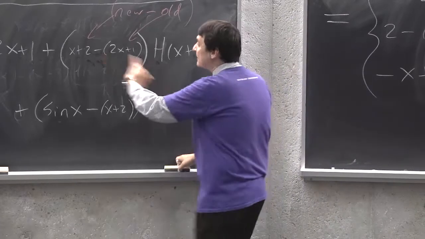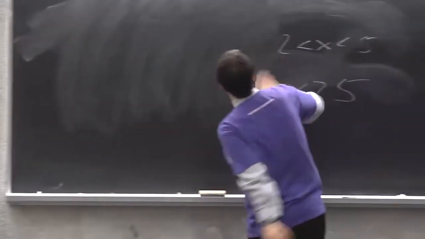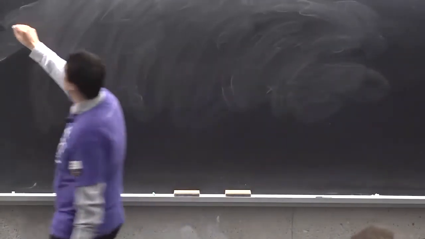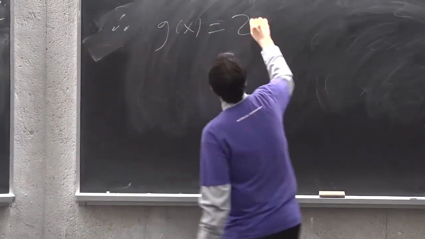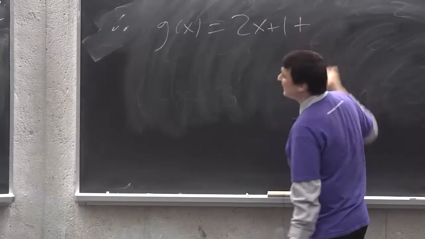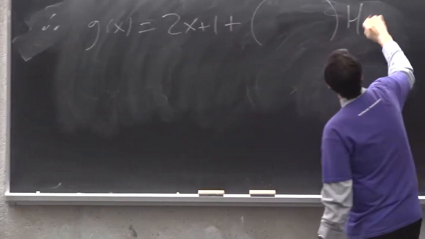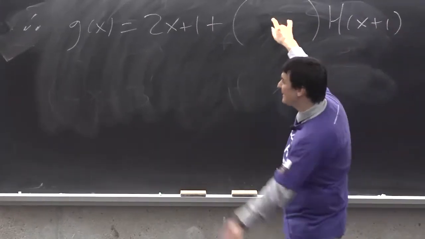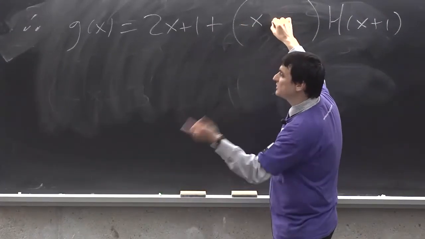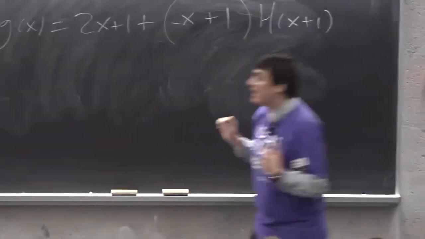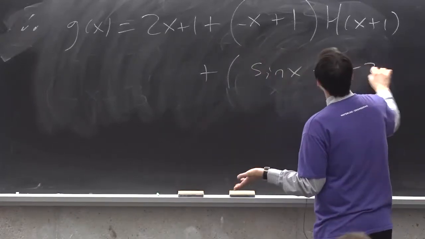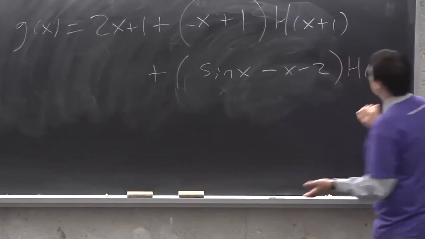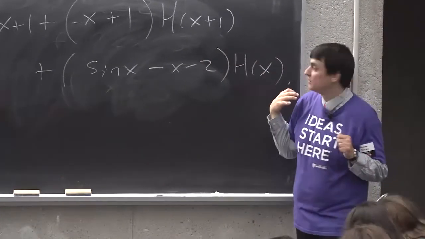We could simplify a little bit over here, so let's do that, just to nicely have a final answer that makes sense and is simplified. So therefore, g of x equals 2x plus 1 plus, and I'm going to put some brackets here, times h of x plus 1, and what goes in those brackets? Negative x plus 2 minus 1 plus 1. And then the last piece is plus sine x minus 2, I could write it like that, times h of x. And that will capture all the behavior.